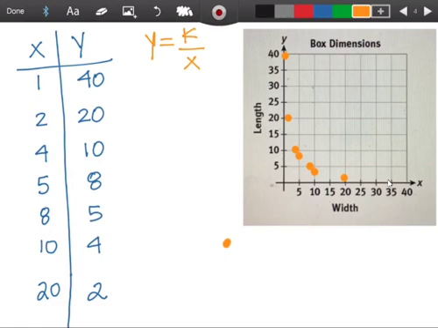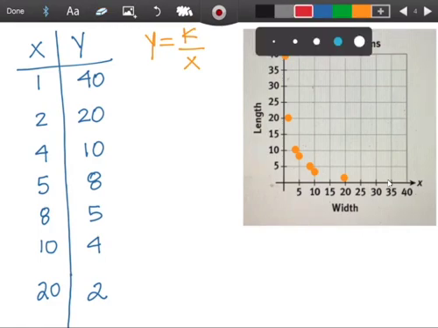But if you look at this, that is a curve. It is not a straight line. So that tells me that this table of x and y values would be an indirect variation. However, we can also write an equation for this table to see if it is indeed an indirect variation. So let's look at it like this.